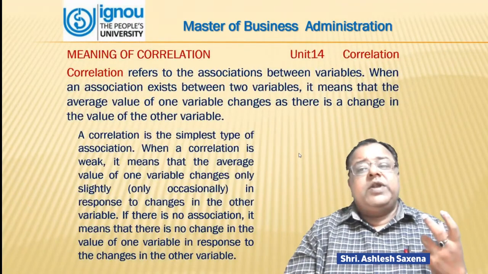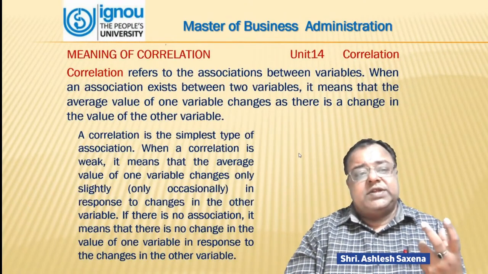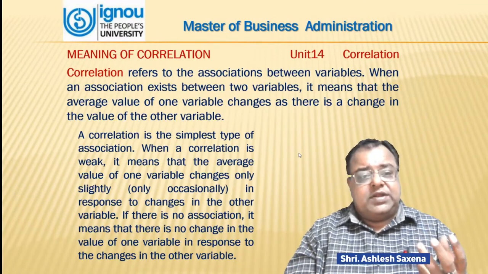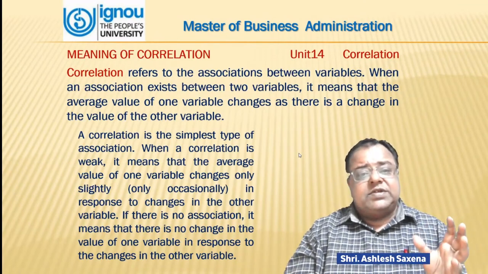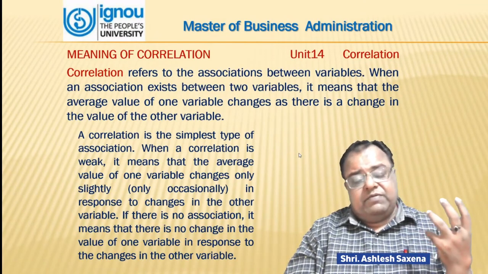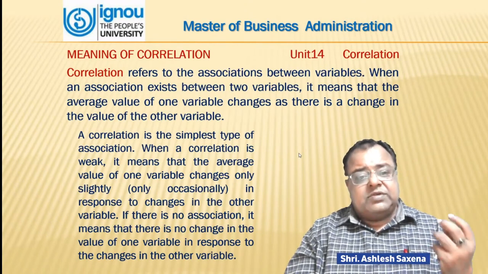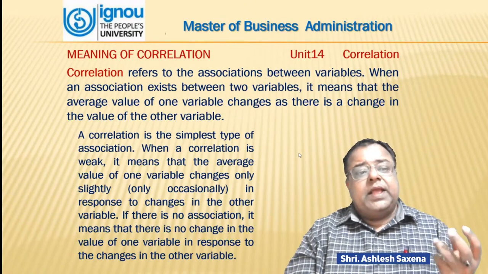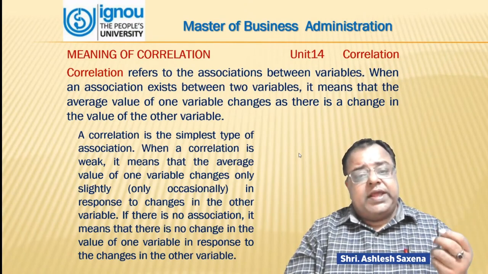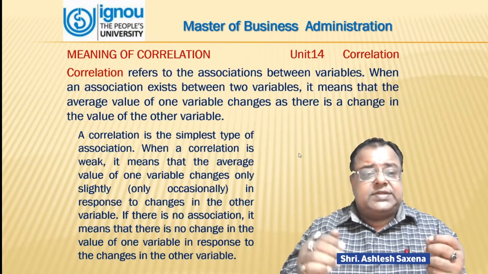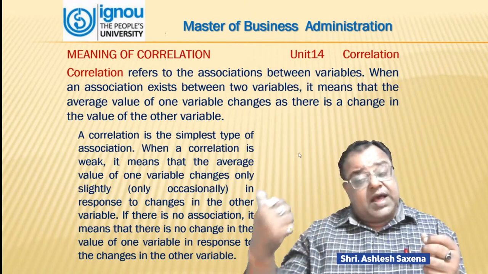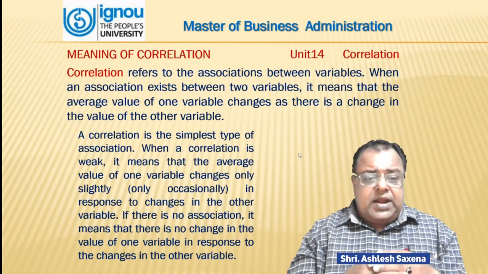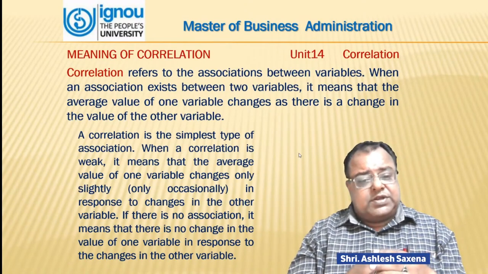Now we move on to unit 14, that is correlation. What is meant by correlation? Correlation refers to the association between variables. When an association exists between two variables, it means that the average value of one variable changes as there is a change in the value of the other variable. A correlation is the simplest type of association.